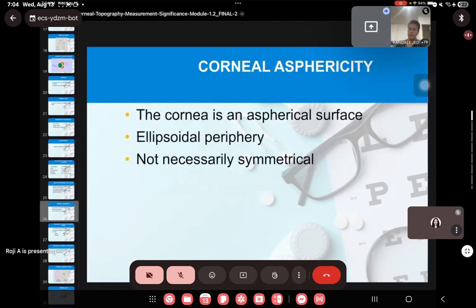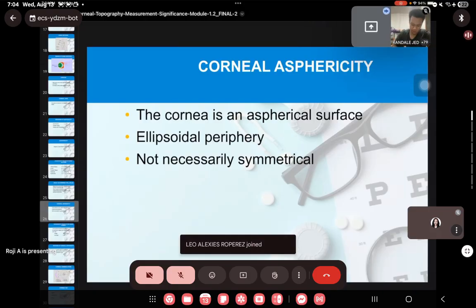Now the corneal asphericity, as the cornea is an aspherical surface, it's ellipsoidal peripherally, and again, it's not necessarily symmetrical. Correct?